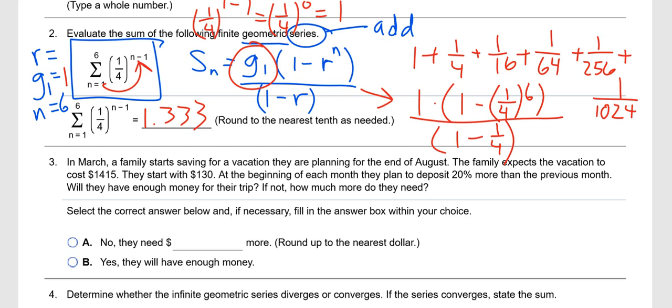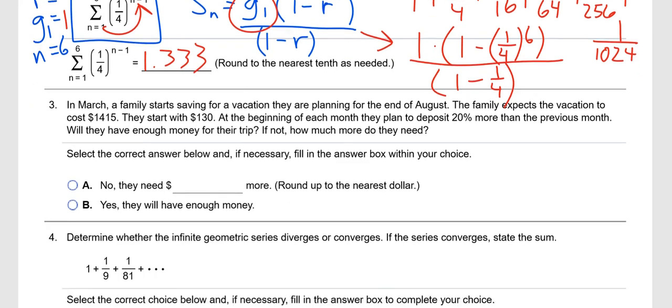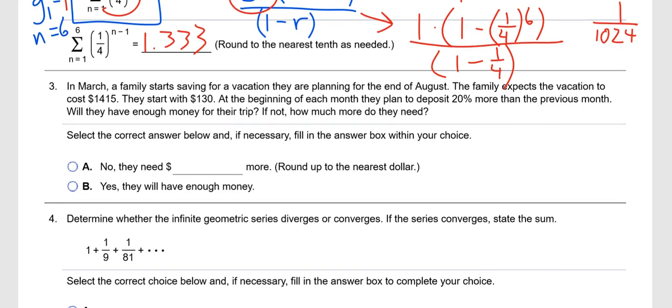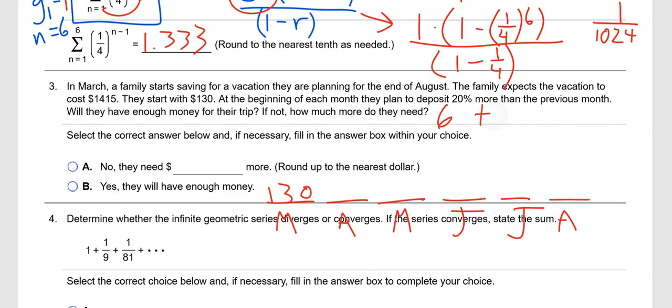Okay, question 3. In March, a family starts saving for a vacation. So in March, they make an initial deposit of $130. Okay, so we have April, May, June, July, and then they make a final payment in August. So you're saying there's 6 terms? You are correct. 6 terms.